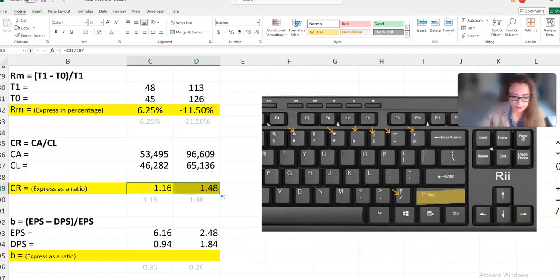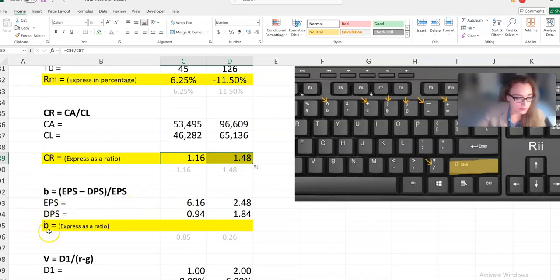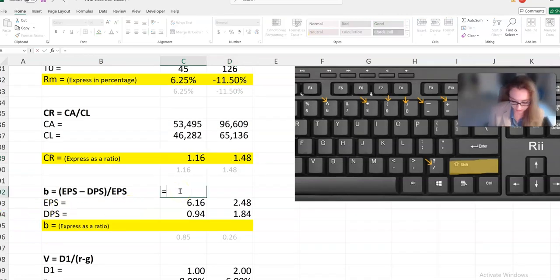Let's go further. Now we need to find B. Equal sign, parenthesis open, earnings per share, okay, it doesn't matter what it is right now, minus dividends per share, parenthesis close, division sign, divided by earnings per share.